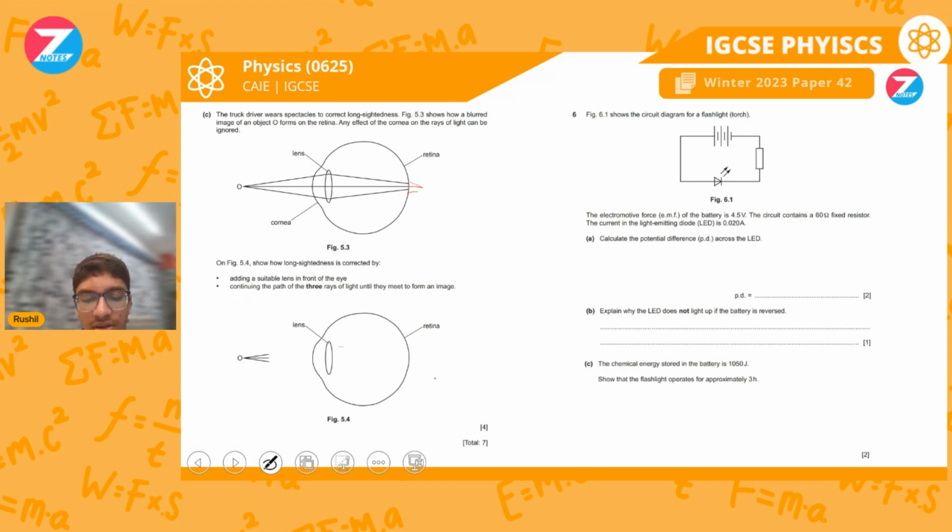So what we have to do here, we have to draw a converging lens, and then we have to show how these three light rays basically are refracted by the lens. And after that, what we have to do is we have to show that the natural lens also further converges these rays of light to perfectly form an image on the retina. So there's 4 marks for this. So let's get started. We need to draw a converging lens here.